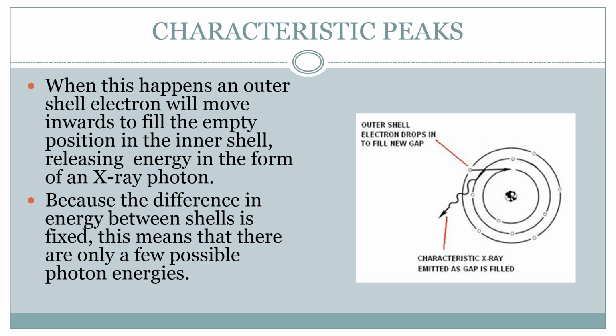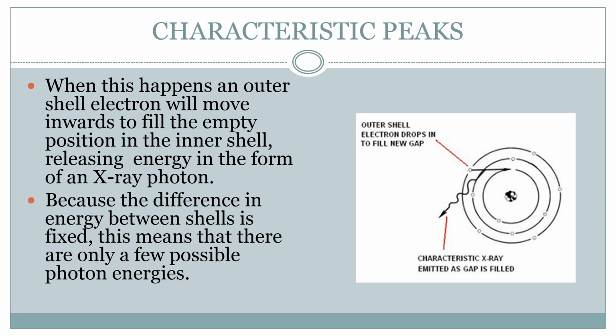Now, we'll see this in the next topic on atomic structure, but one of the rules of quantum mechanics is when electrons fill shells around an atom, they need to fill the inner shells completely first before they can start to fill the outer shells. So if you have a vacancy in one of your inner shells, an outer shell electron must drop in to fill that vacancy.